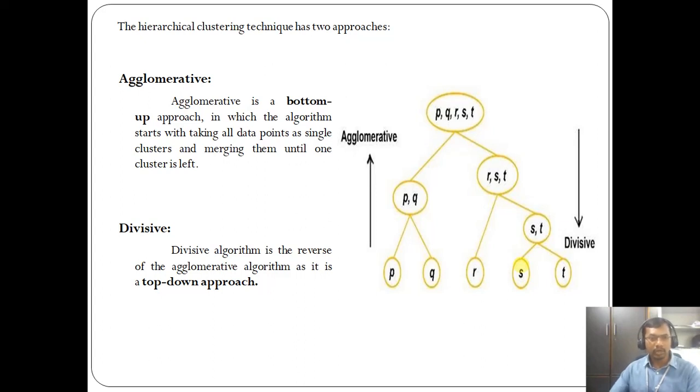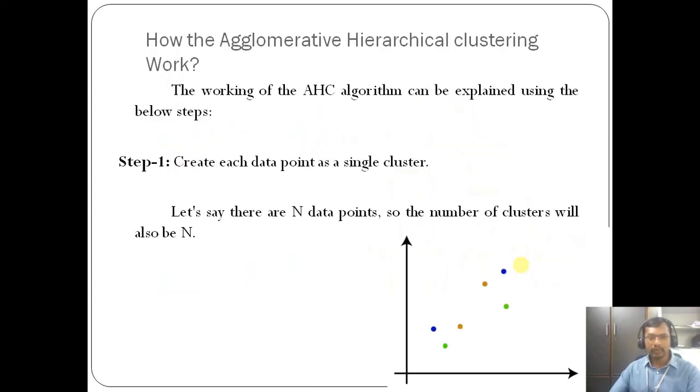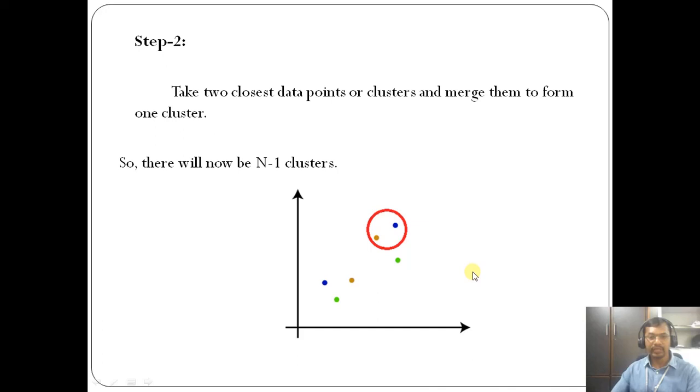Coming to the agglomerative clustering technique. To explain this technique, I am taking an example with 6 data points, and each data point is treated as a separate cluster in the first step of agglomerative hierarchical clustering. So if you have 6 data points, you have 6 clusters. In the next step, it identifies the closest data points and merges those two data points into a single cluster. So the number of clusters is reduced to n-1 here.